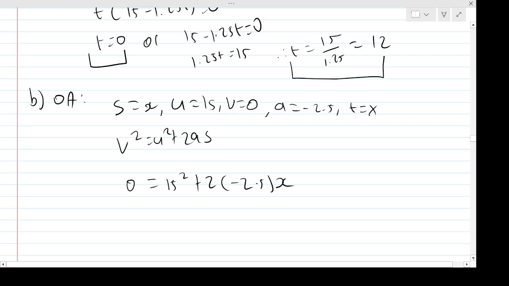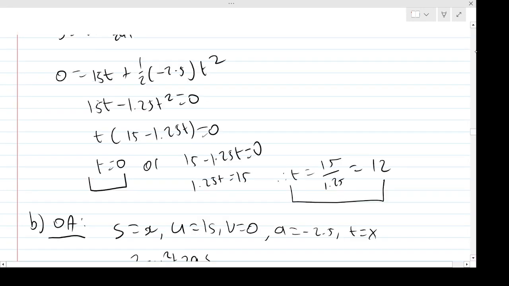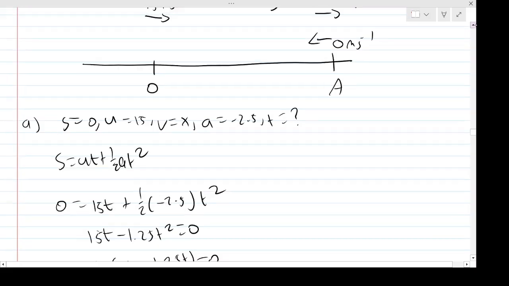So if I simplify it, 0 is going to be, well, 15 squared is 225, and then minus 5 lots of X, right? So therefore 5X is 225. So therefore X is 225 over 5, which is 45. So that is 45 meters. So that is the distance from O to A, right? That is the distance O to A.